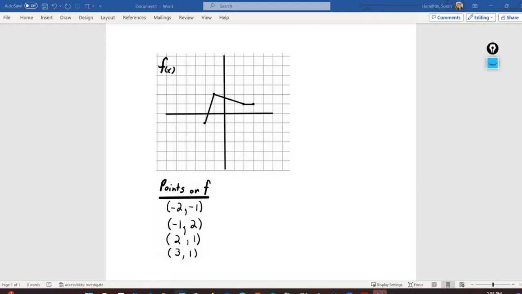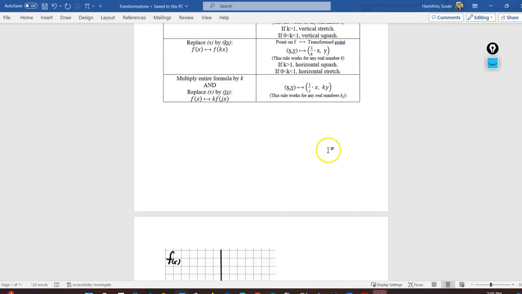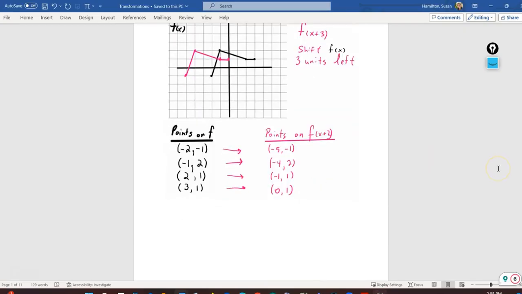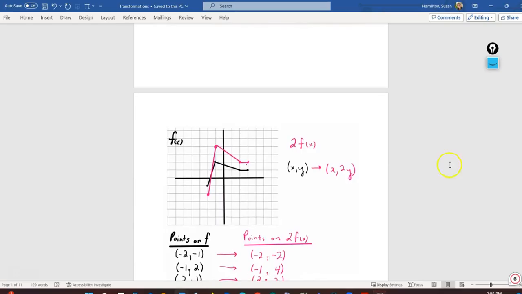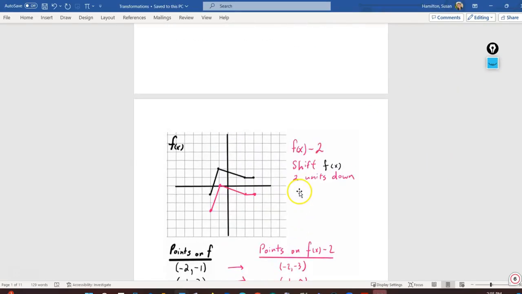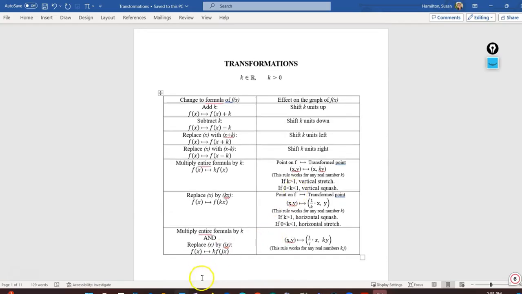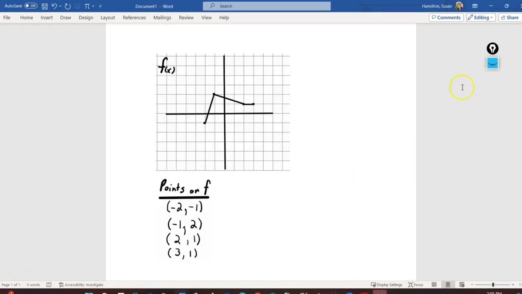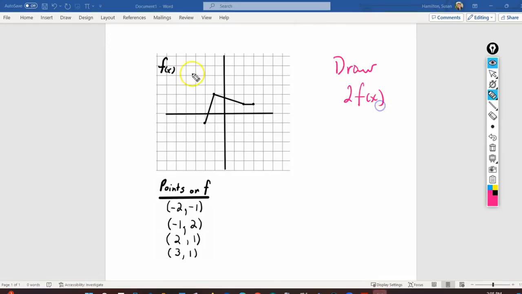Okay, so what are we going to look at next? What did they look at next in the notes? Okay, something like this. All right. So what if we've been asked to draw that? Now, how do you get from this formula to this formula? Well, you've multiplied by 2 on the outside. You've multiplied the entire formula by 2.